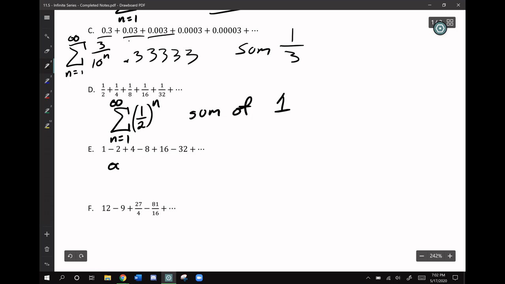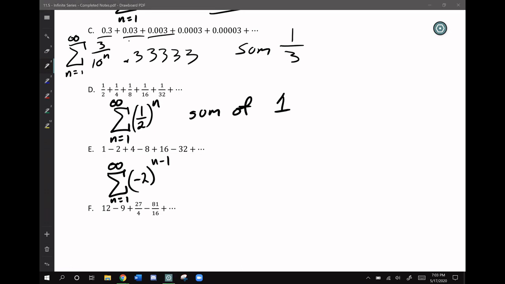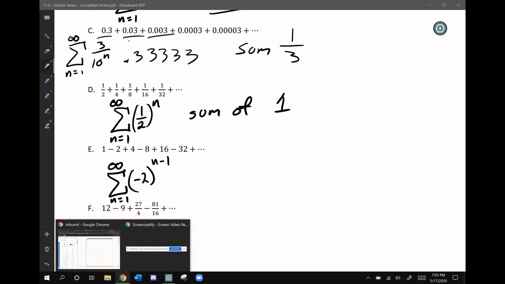This first one is just the sum from n equals 1 to infinity of negative 2 to the n minus 1. Okay, the sum from 1 to infinity of negative 2 to the n minus 1. That spits out this series here. Let's look at Desmos.